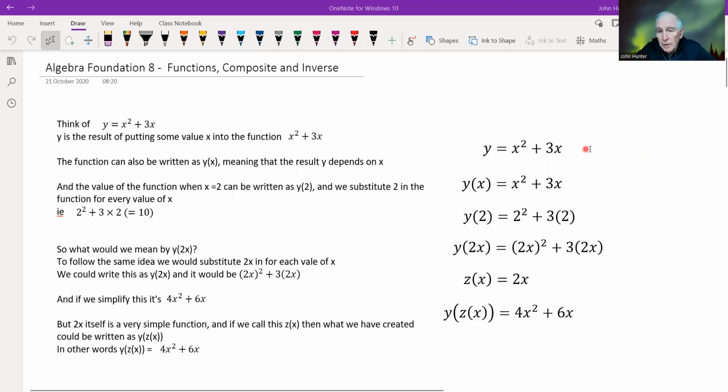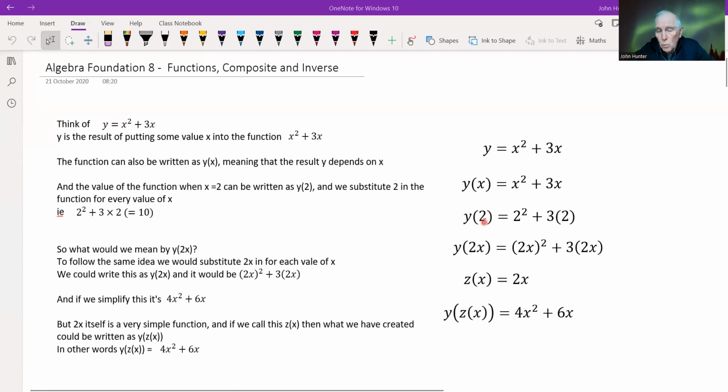Okay, first of all, let's have a think about this equation here, y equals x squared plus 3x. This is something that's quite familiar, I think. We could draw a graph of this, obviously, put y on the vertical axis and just plot it out. That's okay. We could write it like this: y of x, y brackets x, and this just signifies that the thing we use to calculate y is made up of x's essentially. So that would be the normal notation.